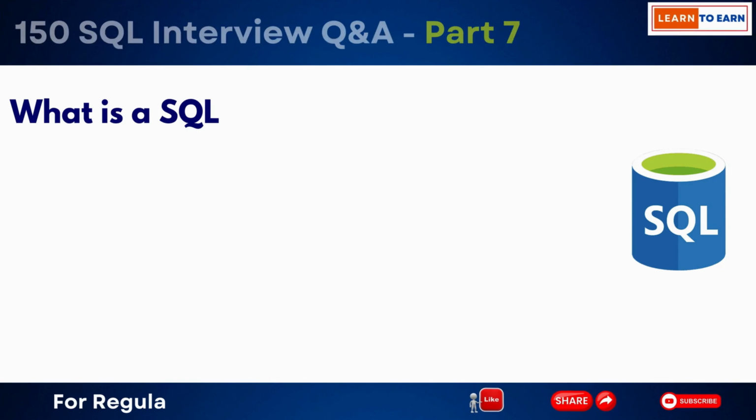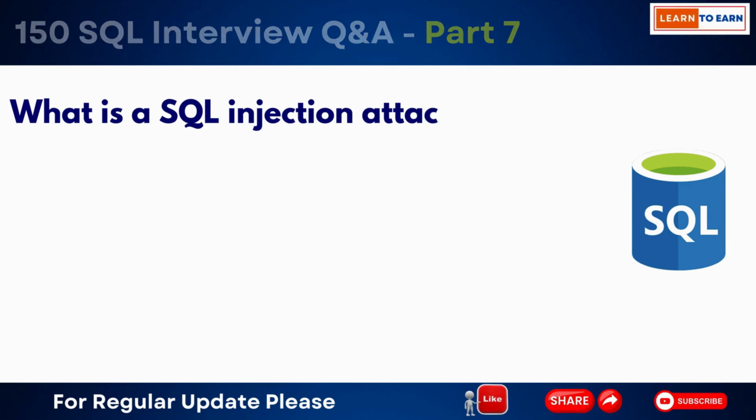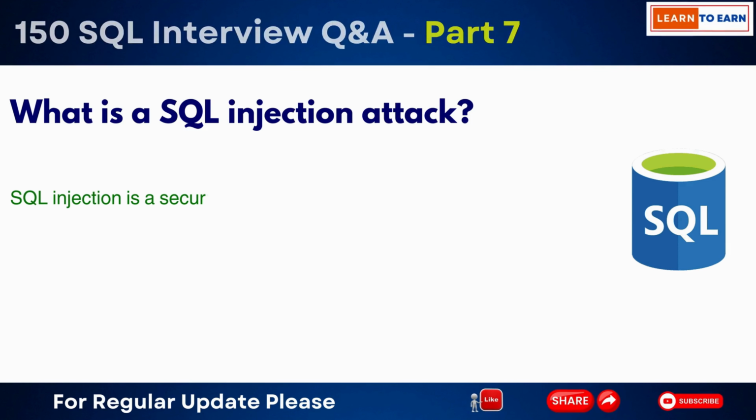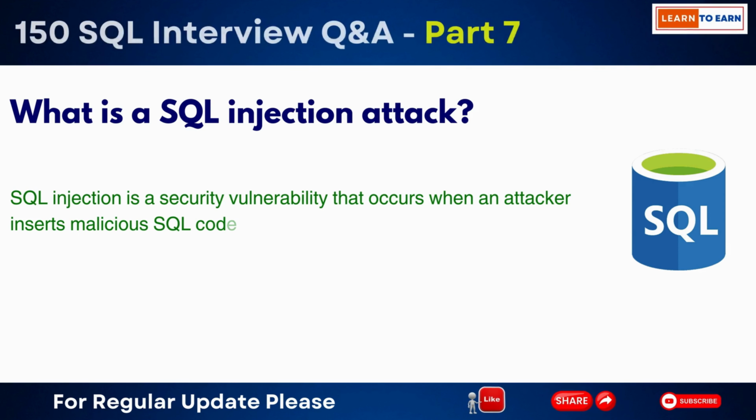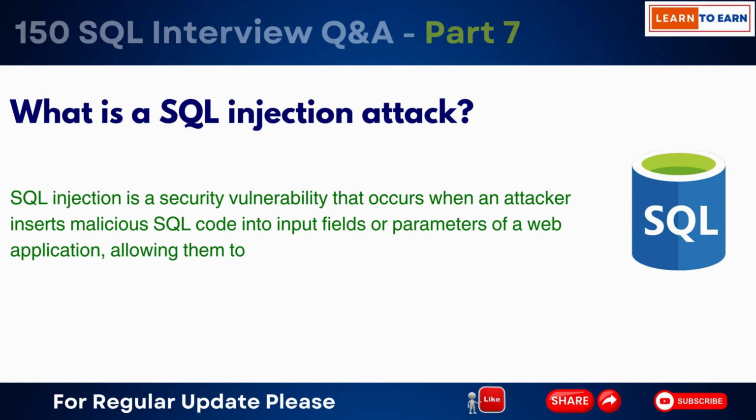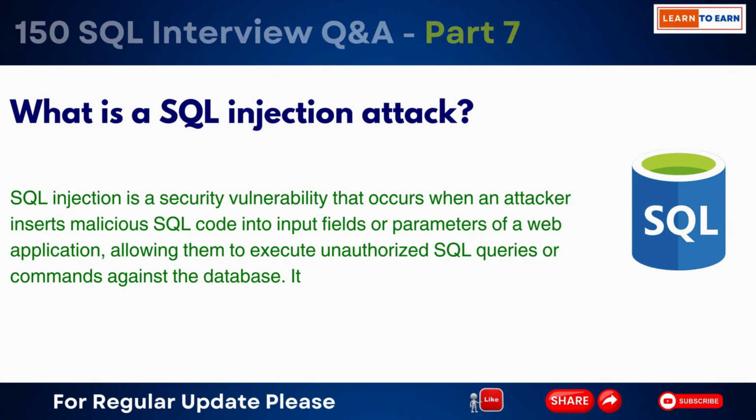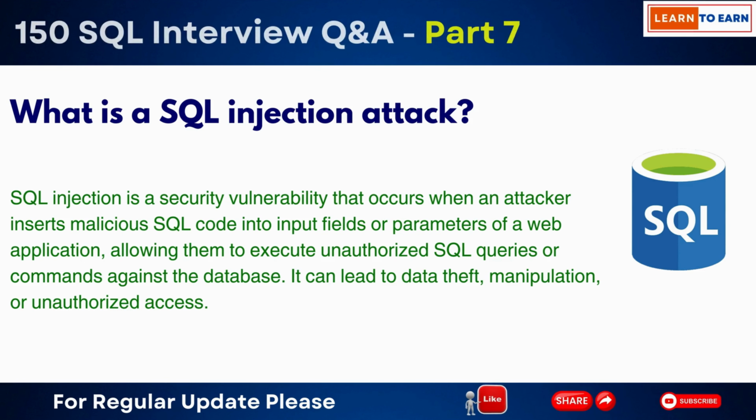What is a SQL injection attack? SQL injection is a security vulnerability that occurs when an attacker inserts malicious SQL code into input fields or parameters of a web application, allowing them to execute unauthorized SQL queries or commands against the database. It can lead to data theft, manipulation, or unauthorized access.